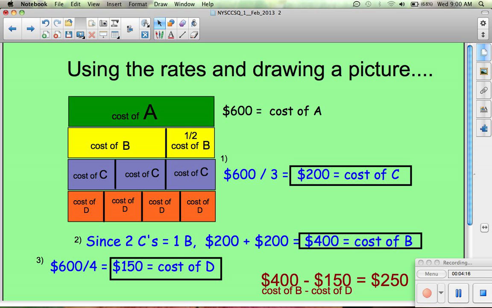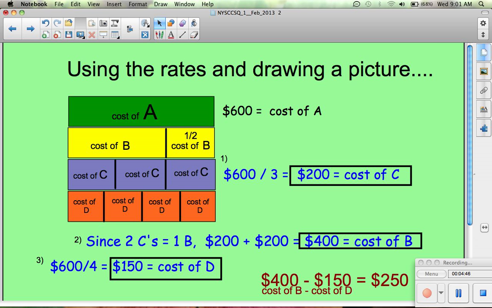And I know that A is the most expensive area, and it's $600. And if I draw little bars, little partitions to show what each area is compared to A, for instance, C to A, we've got 3 parts C to 1 part A, because we knew that 3 to 1 ratio. So if we were to start there, A is $600, and if I divide that into 3 pieces, I know that C must be $200, the cost of region C.